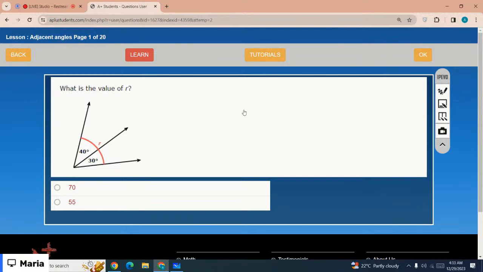The correct option is 70 degrees. It is right. 40 plus 30 is 70. The correct option is 70 degrees.